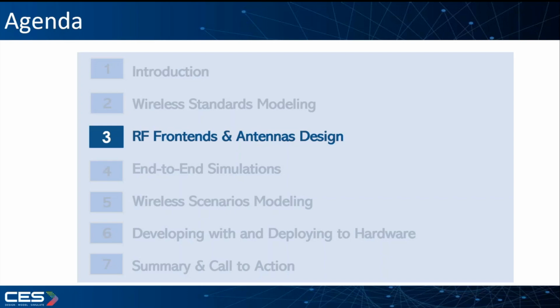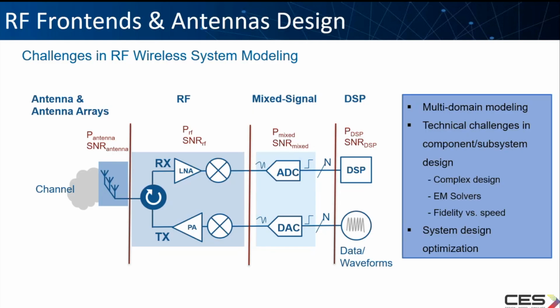With the physical layer model, the next focus is on designing, simulating, and integrating RF front end and antenna system into link level model, so that we improve the fidelity of our wireless design. The challenges in RF wireless systems modeling are quite many, and the main challenge here is multi-domain modeling. When we say multi-domain modeling, we are talking about antennas, the RF front end, the fixed or mixed signal, and we should not forget the DSP algorithms that should also be tested with this front end and antennas.